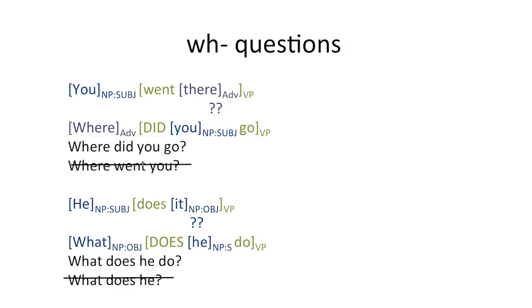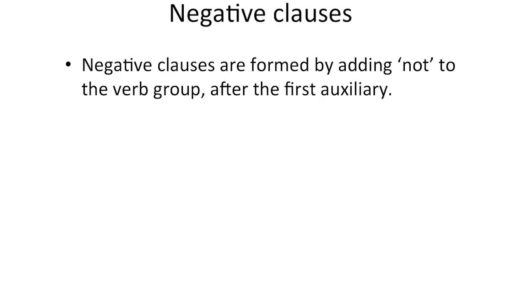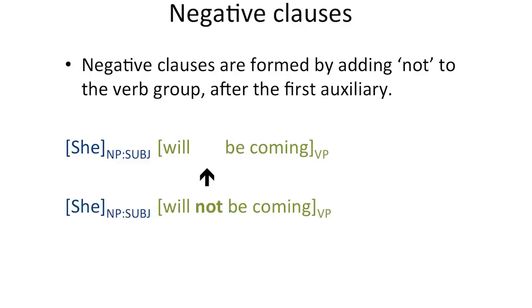The last type of clause we're going to look at is negative clauses. Negative clauses in English are formed with the negator not. And negative clauses are like interrogative clauses in that they need an auxiliary to go in front of the negator. So not goes in the verb group after the first auxiliary. Now that's straightforward if we form a negative clause from a declarative clause which already has an auxiliary in the verb group, as in she will be coming, we put not in after the first auxiliary, she will not be coming.